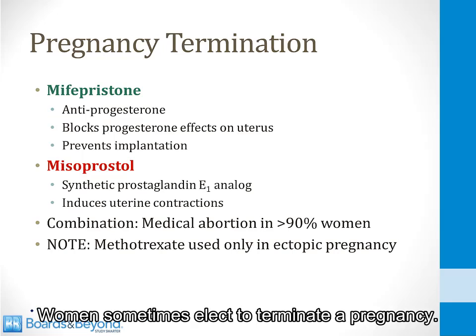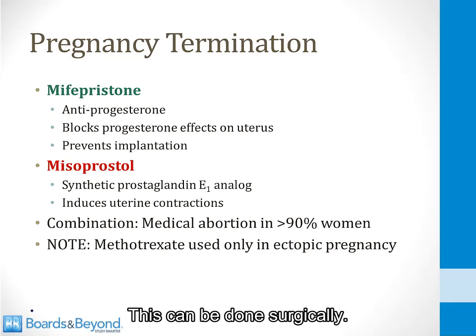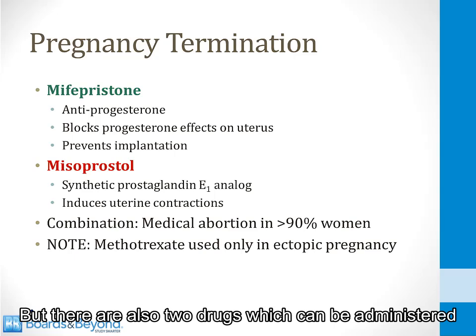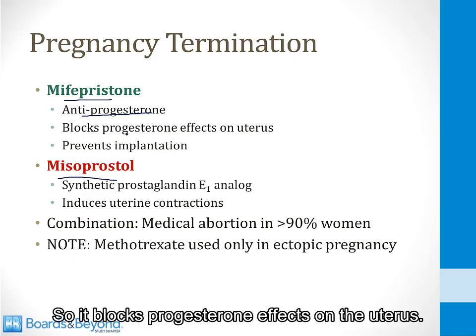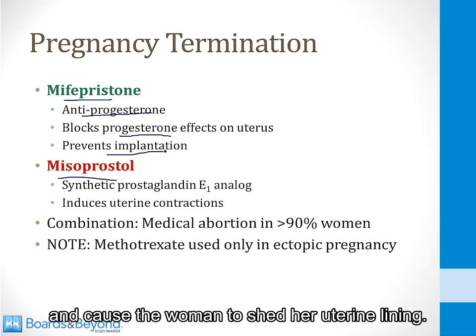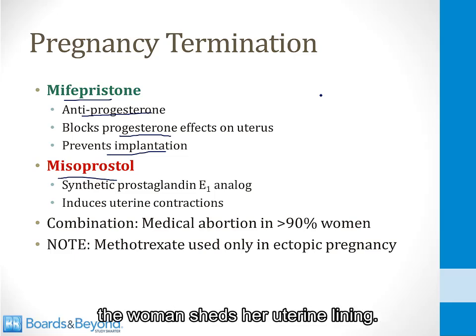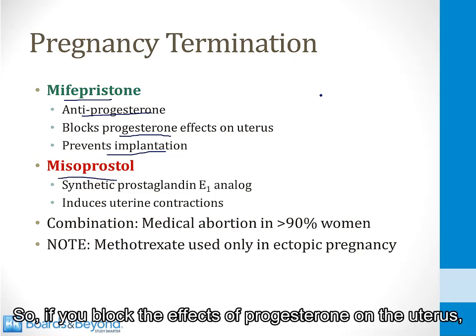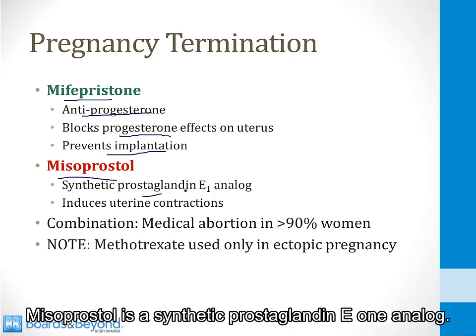Women sometimes elect to terminate a pregnancy. This is usually done in the earlier stages of pregnancy. This can be done surgically, but there are also 2 drugs which can be administered to cause pregnancy termination. The 2 drugs are mifepristone and misoprostol. Mifepristone is an anti-progesterone, so it blocks progesterone effects on the uterus. This will prevent implantation and cause the woman to shed her uterine lining. Remember that when progesterone levels fall as a normal part of the menstrual cycle, the woman sheds her uterine lining. So if you block the effects of progesterone on the uterus, it will not prepare for pregnancy and the lining will be lost. Misoprostol is a synthetic prostaglandin E1 analog.